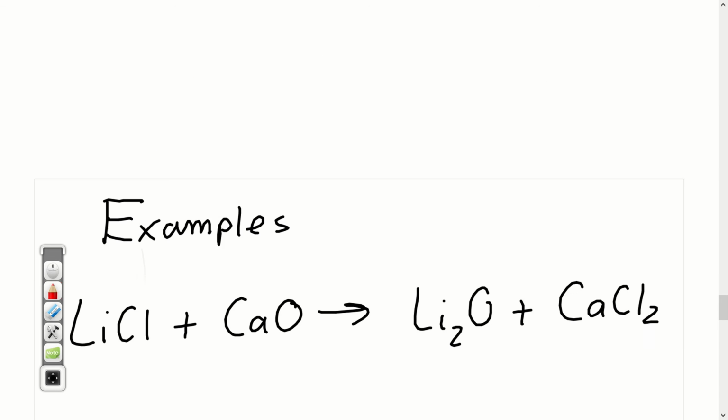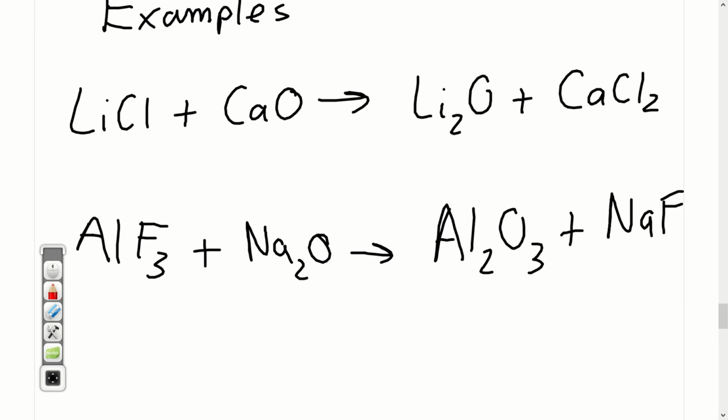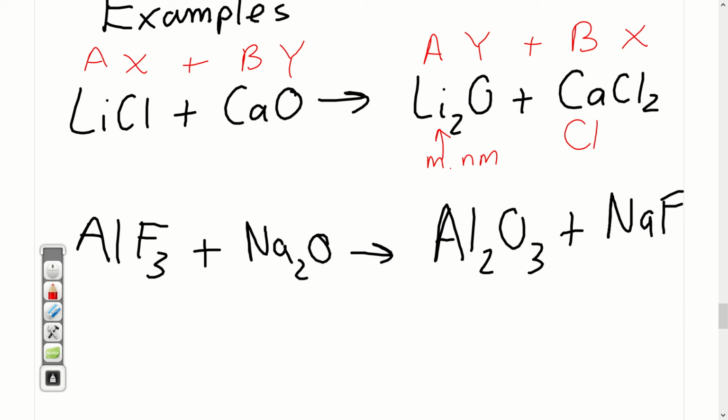Okay. So examples here. All right. We got AX plus BY, and then on the other side, we got AY plus BX. So they are switching there. The biggest thing with these, usually, if people actually have to write them out, is remember you always have to write metal, non-metal. I will see people write this as Cl2Ca, and they haven't done that all unit, and then all of a sudden do it right now.